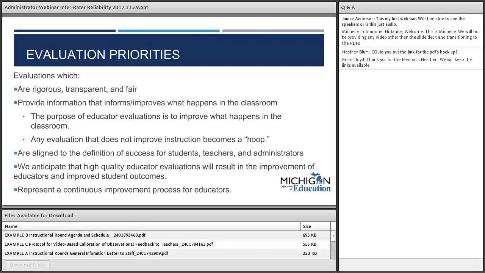We think that evaluations are done best when they are rigorous, transparent, and fair, and when they are highly connected and inform what's happening in the classroom. And very, very importantly, the measures and the goals that we're setting within student growth and within our teacher evaluation systems are closely aligned to the success of students, teachers, and administrators so that we can all support those goals collaboratively. And ultimately, we believe that educator evaluation is a key element of a continuous improvement process for our educators and schools.